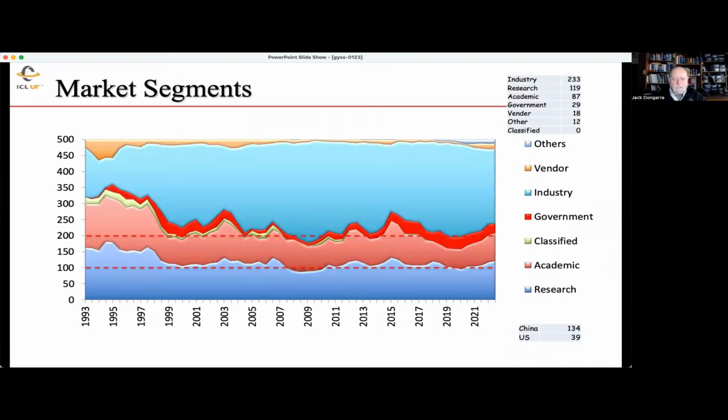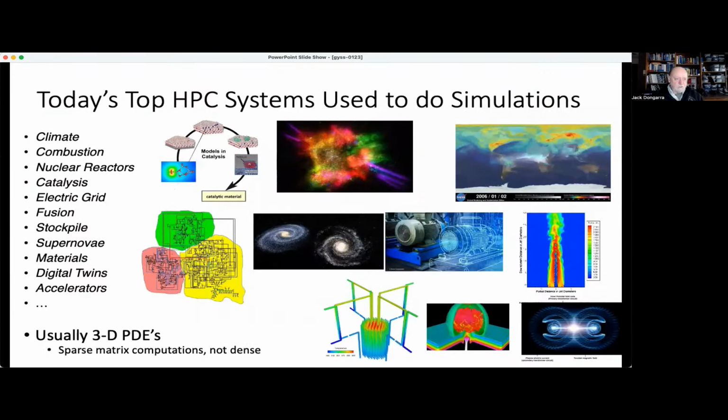Again, if we take a look at the market segment, now we're looking at the top 500 from the beginning in 1993 until today, and we're looking at a breakdown of where they're being used. We see that industry has 233 machines today. 119 of those machines are being used in research, and down the list you can see the rest. If we take a look at the machines in China, 134 of their machines are being used for industry purposes. In the US, 39 of the US machines are being used in industry.